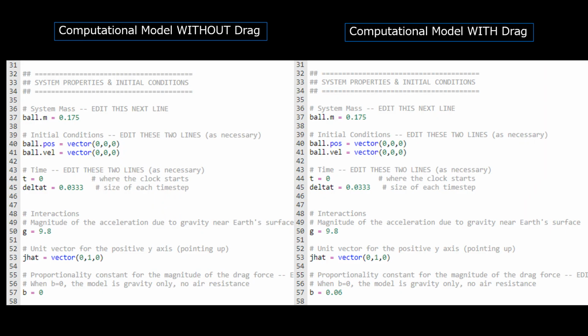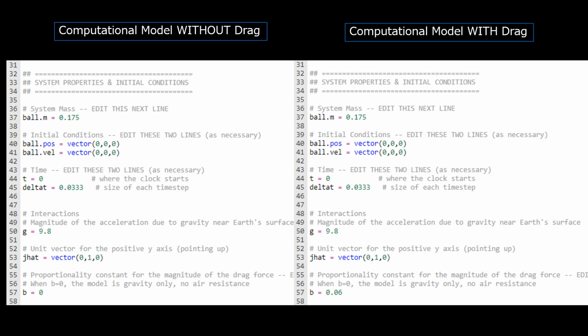So here is the first part of the code that was used to find the computational models, both with and without drag. The only difference is the b at the bottom, which I'll get to in a second. But so you can see the mass is set to 0.175 because according to Google, the average mass of a frisbee is about 175 grams or 0.175 kilograms.